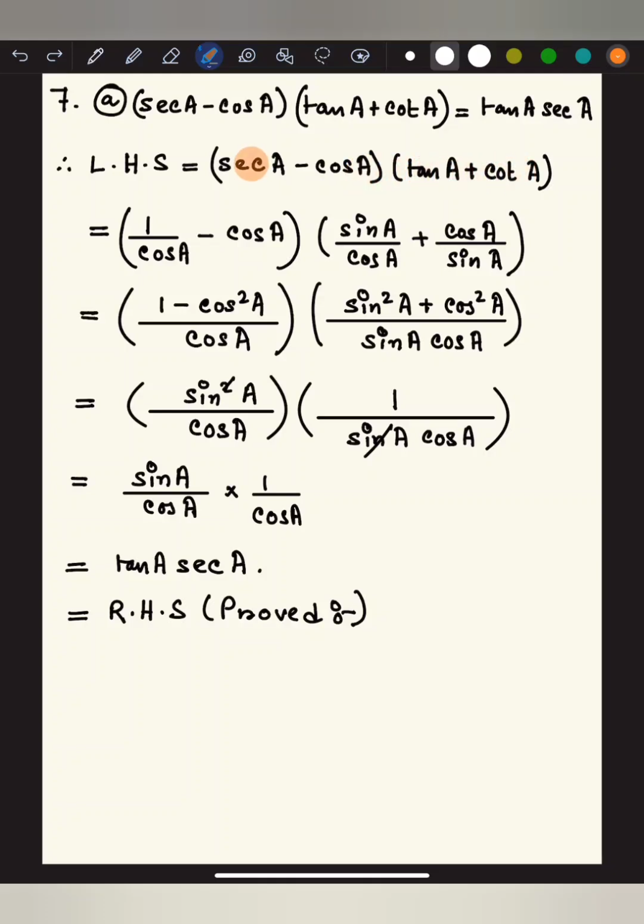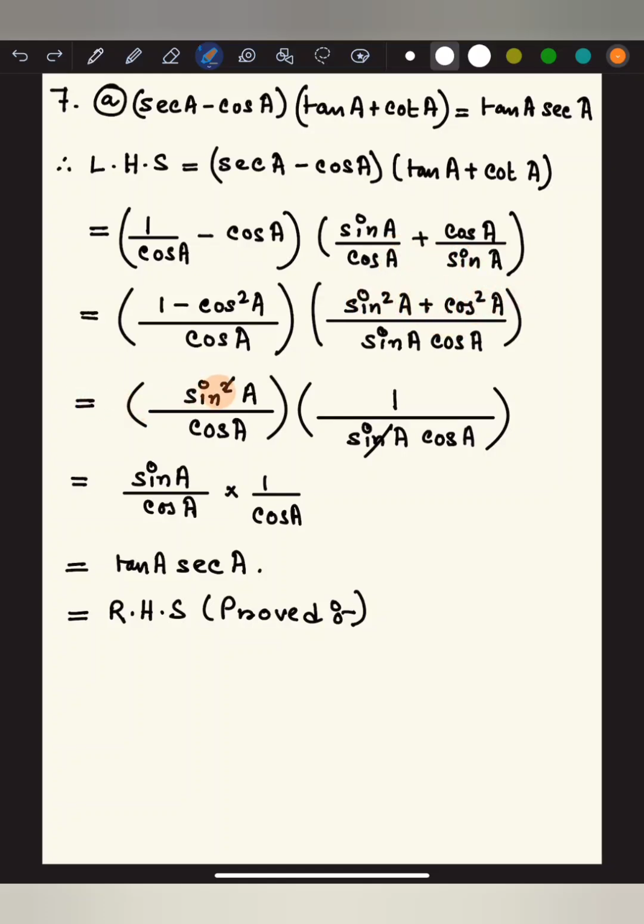So sec a is what? 1 by cos a minus cos a, and tan a is what? Sin a by cos a plus cos a by sin a, cot a is cos a by sin a. Got it? So I have just simplified this. Okay, so I have taken cos a as the LCM here, so it becomes (1 minus cos square a) by cos a, and here sin a cos a will be the LCM, so it will be (sin square a plus cos square a) by sin a cos a. Got it?